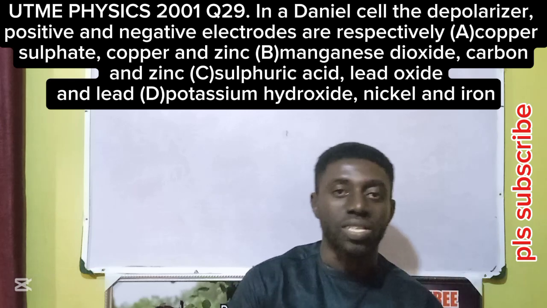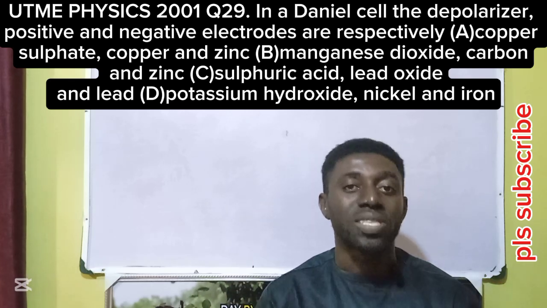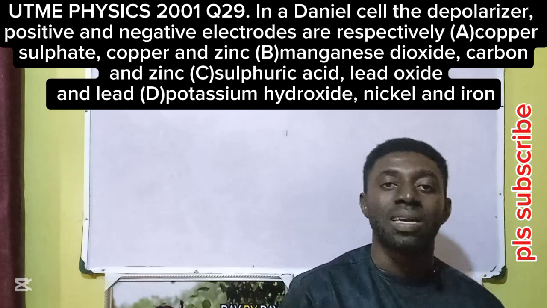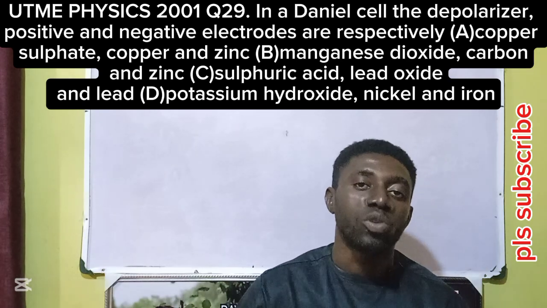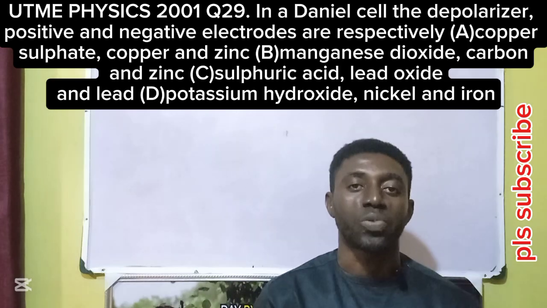That's for the Leclanche cell. But the question is centered on the Daniell cell. And the Daniell cell has the positive electrode as copper and the negative electrode as what? Zinc. And the copper is immersed in its own solution, which is the depolarizer, copper sulfate. Thank you. Stay tuned as we push ahead.